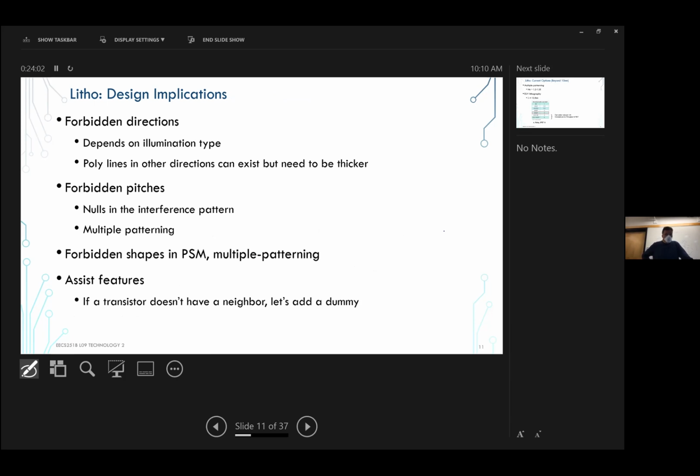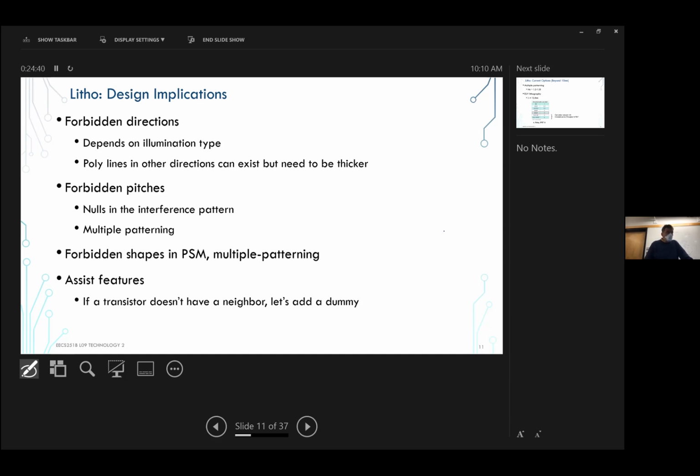All right, so here is a summary of the things that we have seen so far. We have forbidden directions that are initially introduced by the illumination type, but then added by the needs to add phase shifting and double patterning. Sometimes in some processes, polylines in other directions may exist, but they will be thicker. You'll find that there are forbidden pitches because essentially what we are doing is printing these interference patterns, and if we step away from that interference pattern, you don't get the desired effects. You don't get uniform things.